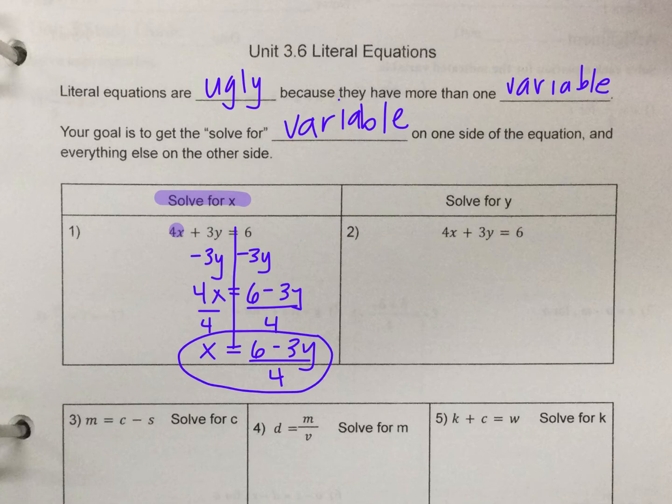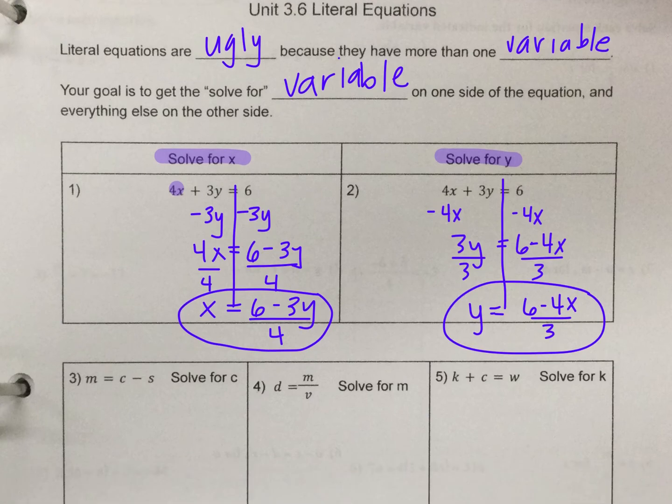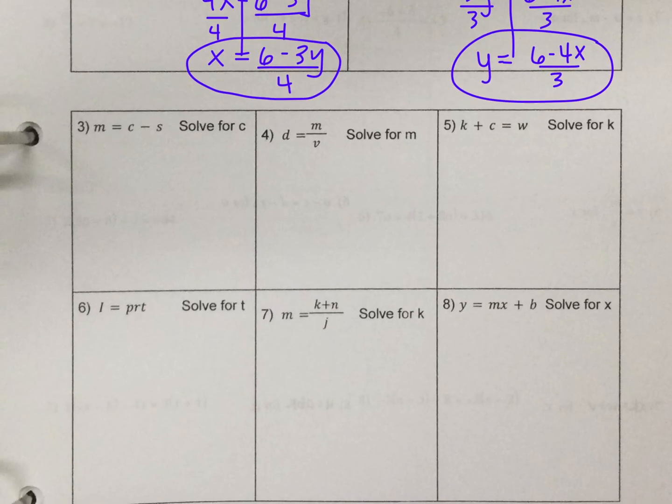So this time, we're going to take the exact same problem, 4x plus 3y equals 6, and we're going to solve for y. So I'm going to subtract the 4x. 3y equals 6 minus 4x. Divide by 3. Y equals 6 minus 4x divided by 3. So do you see how you kind of get a totally different answer for these, even though they're the same problem? So we're going to do some easier ones than those.